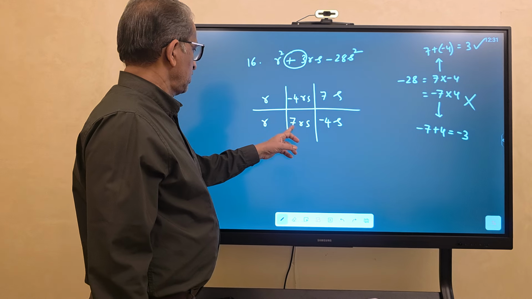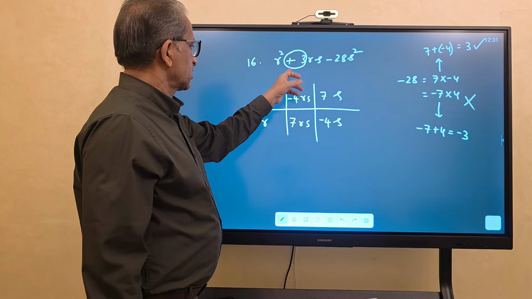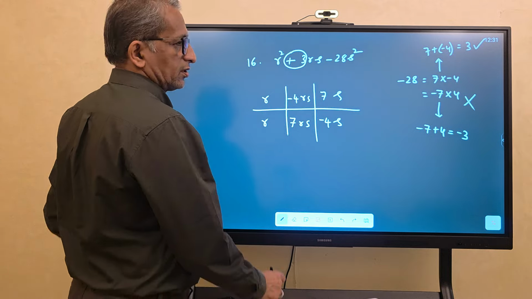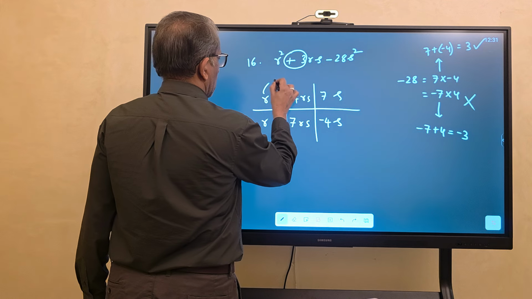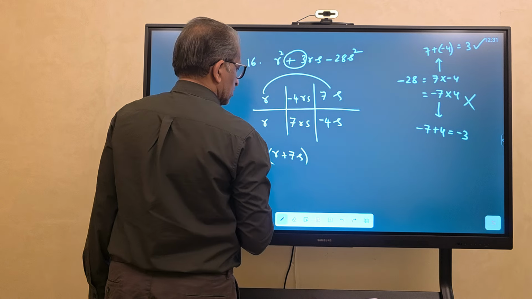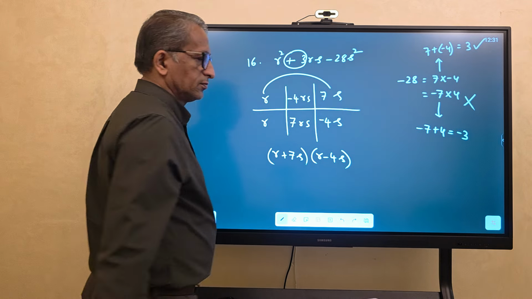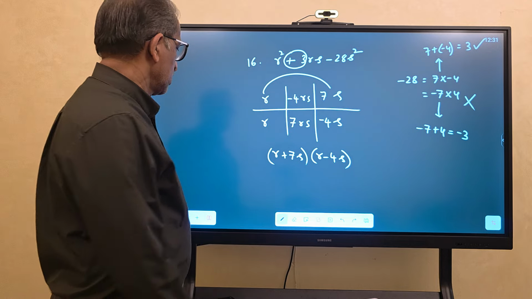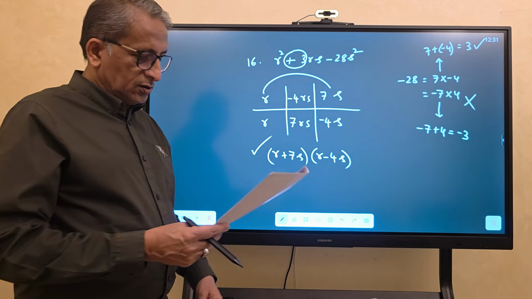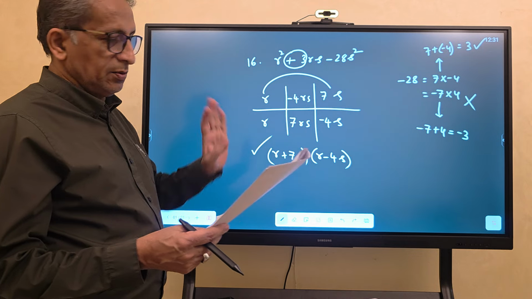R into r is r square, 7rs minus 4rs gives plus 3rs, because the bigger number's sign it takes. Minus 4 into 7 is minus 28 s square. So this is perfect. So what are the factors now? R plus 7s, and this is r minus 4s. So these are the factors of this one. You can do the remaining questions; 13 to 18 are all the same.